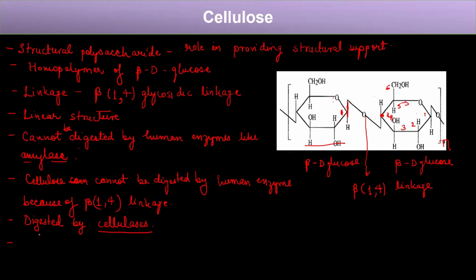Now, where is cellulose present? It is a major component of the plant cell wall. When we were studying the cell wall, we saw that cellulose is the major component of plant cell wall. Apart from this, it is also present in cotton, wool, and pulp. So this is about cellulose, and we saw the difference between cellulose and starch, and why cellulose cannot be digested by human enzymes while starch can.